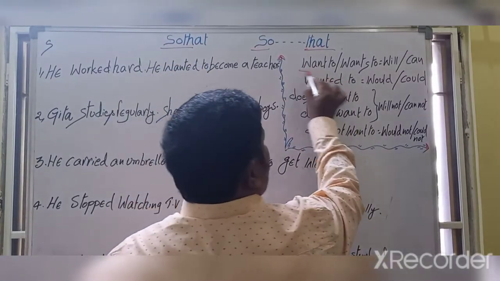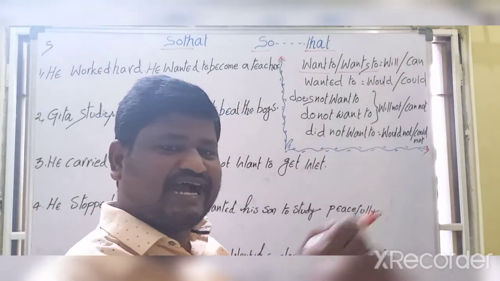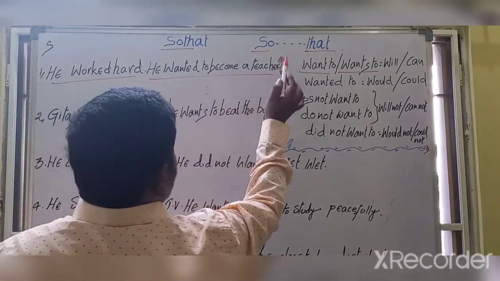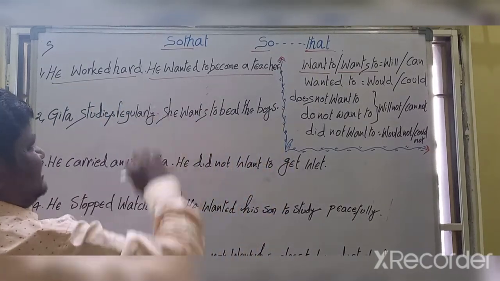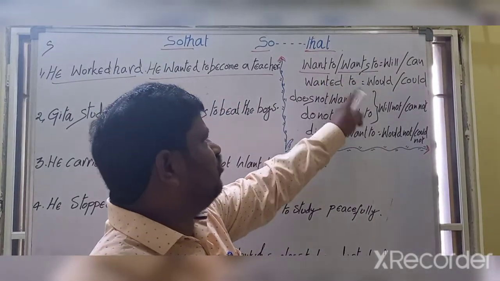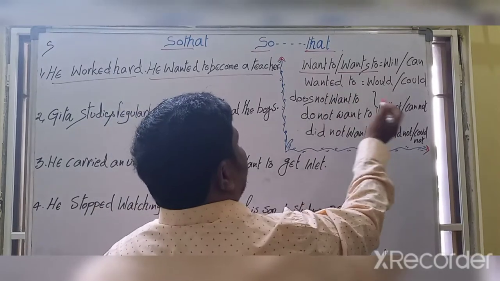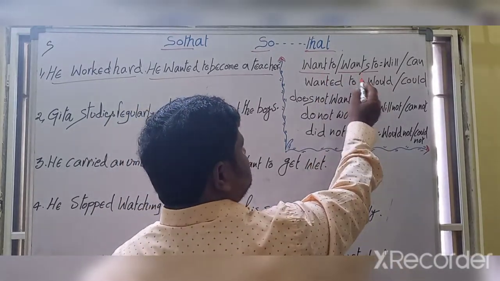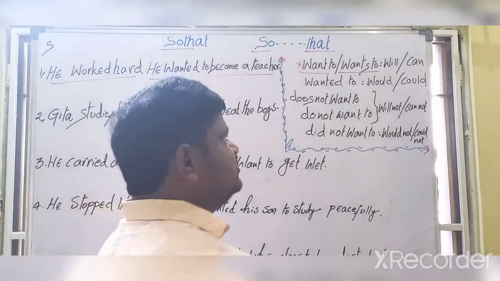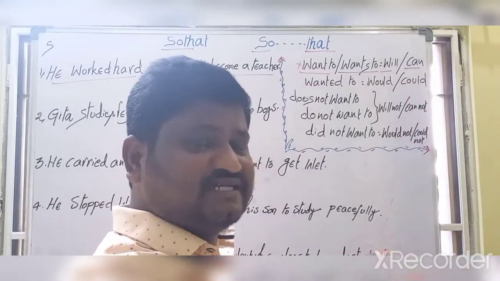See, here, want to and wants to. From the examination point of view, he has given 2 sentences. For example, this is 1 sentence and this is 1 sentence. In the second sentence, we have want to or wants to, wanted to, and does not want to, do not want to and did not want to. If you have want to and wants to in the second sentence, remove it and in that place, you have to write will or can. This is the rule in "so that".